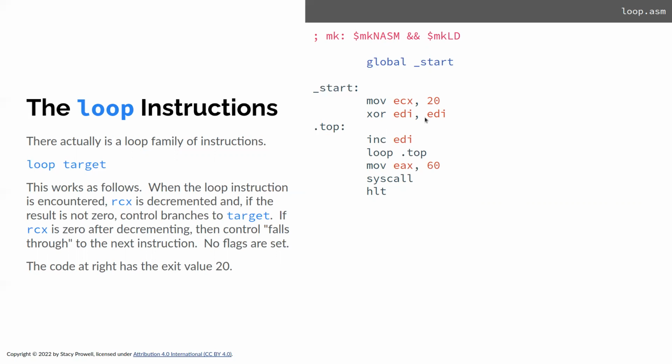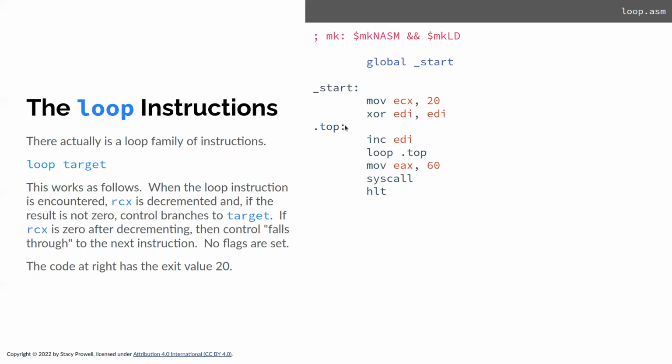I then 0 out RDI, again because of 0 extension. Here's the top of my loop. I increment EDI, and then I loop to top. And so what's going to happen? First time in, ECX is 20 and EDI is 0. So I'm going to increment this. Now it's 1. I'm going to hit this. The first thing I do is decrement ECX. Now it's 19. 19 is not 0.